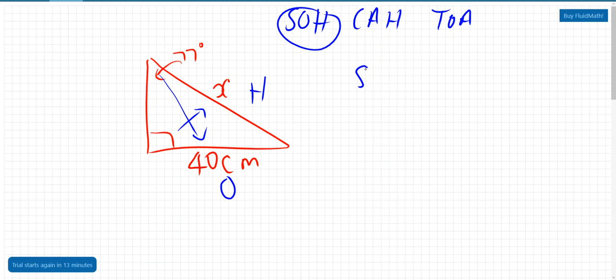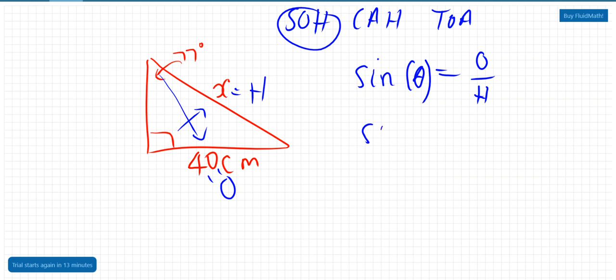Now, please write the formula out. Sine of the angle is equal to opposite over hypotenuse. We can see it clearly now. Okay? X is H and O is 40. And my angle is 77. So, sine, in brackets, 77 there, is equal to, opposite is 40 over H, which is x. Now, I can see I've got x on the bottom.